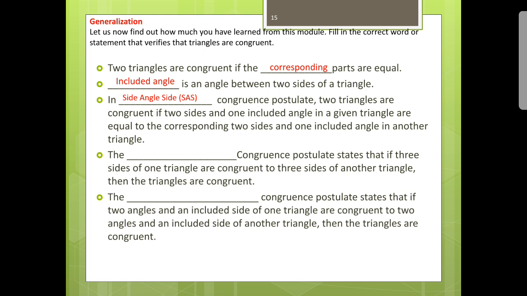So, what postulate is that? And that is side, side, side, or SSS. And the last one, the blank congruence postulate states that if two angles and an included side of one triangle are congruent to two angles and an included side of another triangle, then the triangles are congruent. As you remember, there is an included side, so obviously, it is angle side angle, ASA.